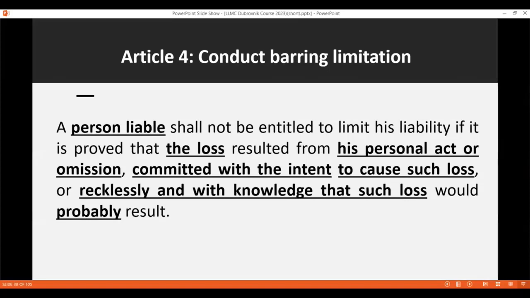Now, the 1976 convention took a much stricter approach. It said that a person liable shall not be entitled to limit his liability if it is proved that the loss resulted from his personal act or omission, committed with intent to cause such loss, or recklessly and with knowledge that such loss would probably result. The test was meant to be virtually unbreakable. And it was accepted because, against this virtually unbreakable right to limit liability, they increased the limits of liability.